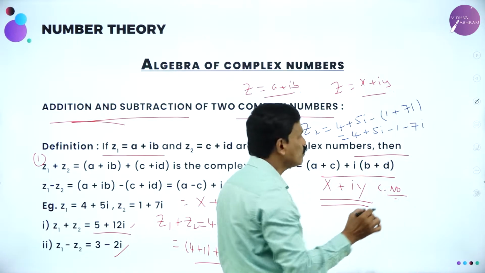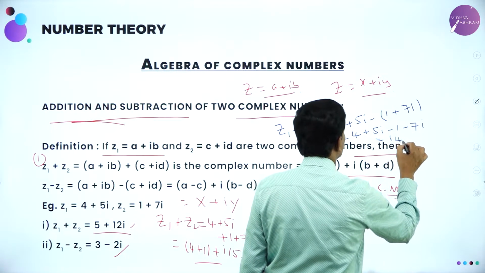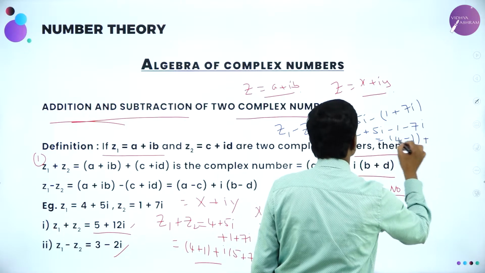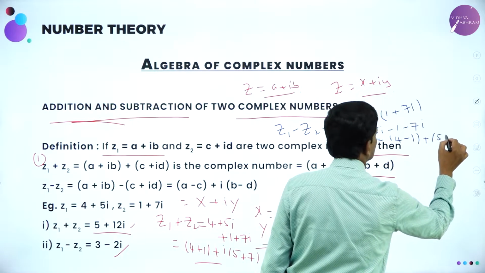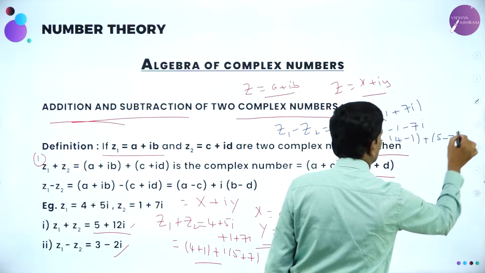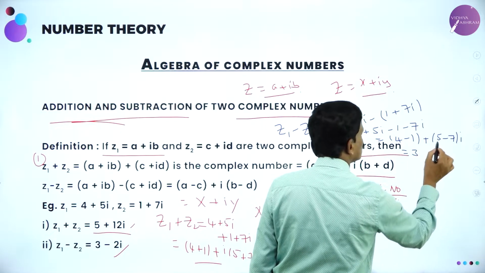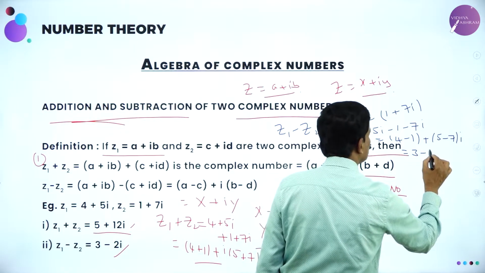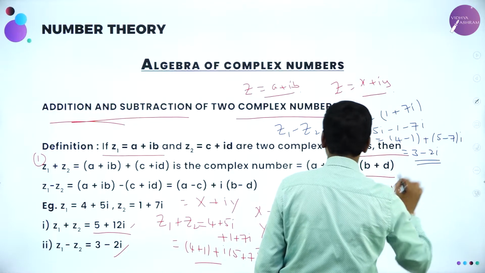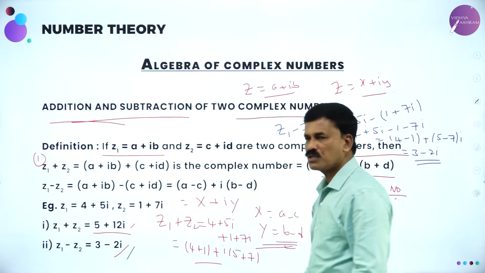Just equate the real parts. What are the real parts? 4 minus 1, plus 5i minus 7i. So this is equal to 4 minus 1 is 3, 5 minus 7 is minus 2, so this is minus 2i. So 3 minus 2i is the subtraction.